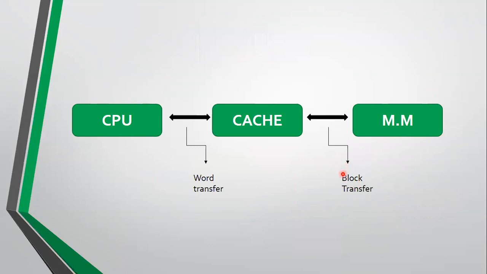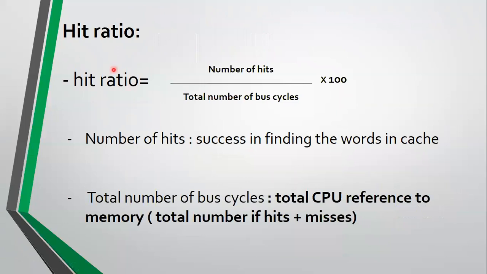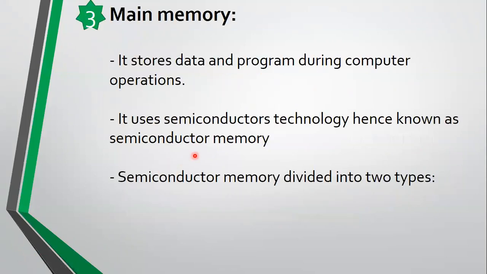As we said before, the data transferred from the main memory to the cache is a block transfer, and from the cache to the CPU, it is a word transfer, which is bit by bit. The hit ratio, you have to calculate the hit ratio. It is the number of hits, which is the success in finding the word in cache, over the total number of bus cycles, which is the total number of hits and misses, times 100, and we will get the hit ratio. Now let's talk about the main memory.